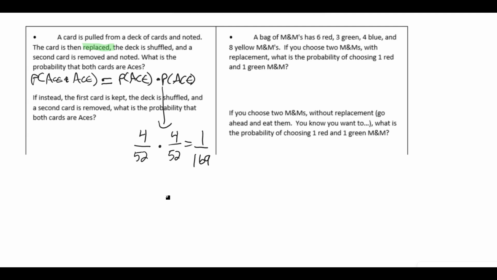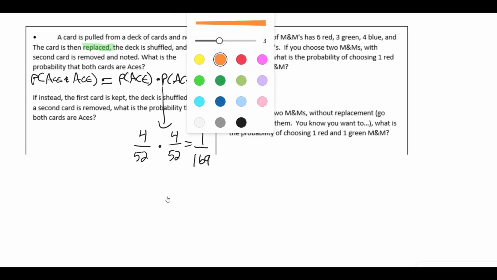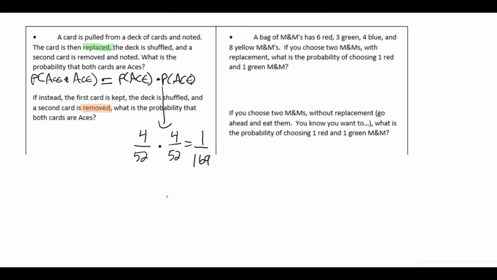Now instead, if we did the card is removed, now when we go to pick the second card, the deck is a different deck. So the probability of ace and ace without replacement, these are not independent events.